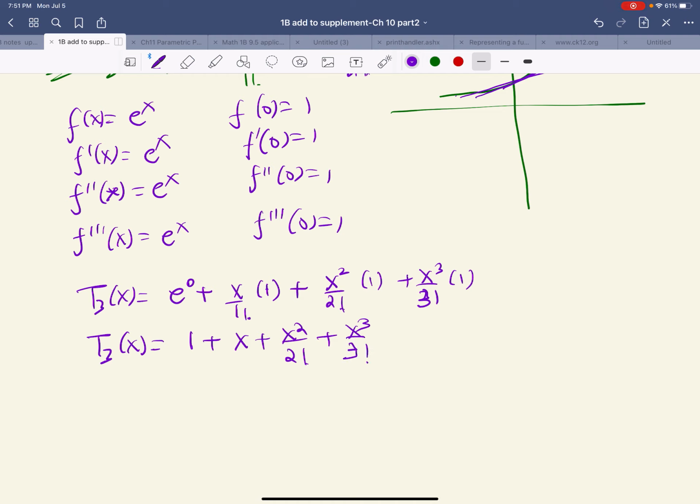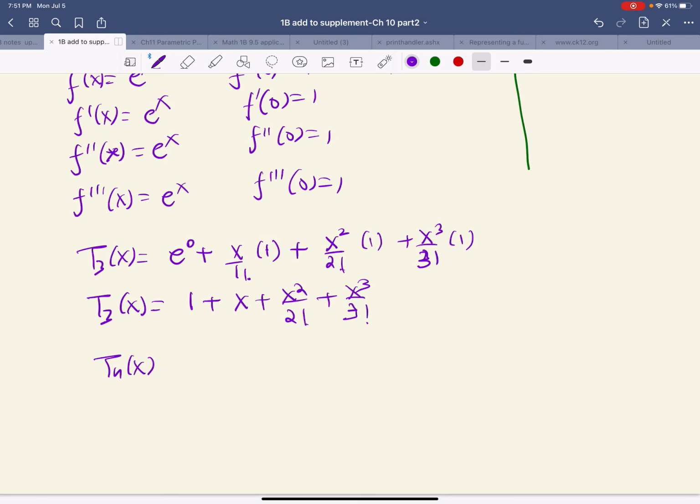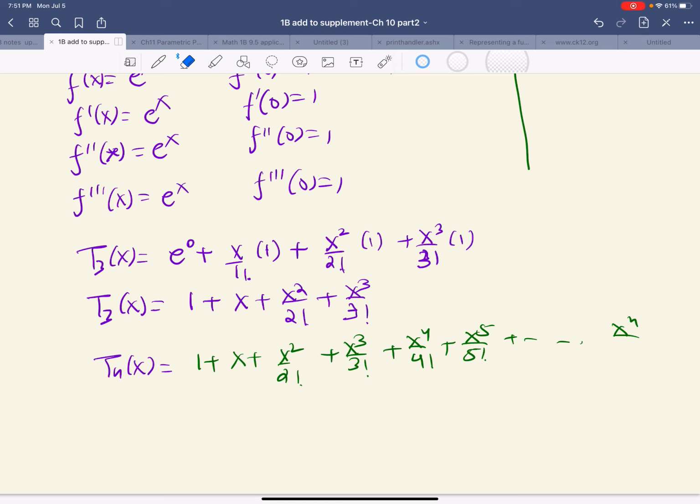If we were to write the nth order polynomial, or the Taylor series for it, let's just see what T n of x is going to be. If I continue and go on, it's going to be 1 plus x plus x squared over 2 factorial. Although we were not asked to do it, let's just see the pattern. X to the 5 over 5 factorial all the way up to x to the n over n factorial. And that's going to be my nth order Taylor polynomial.